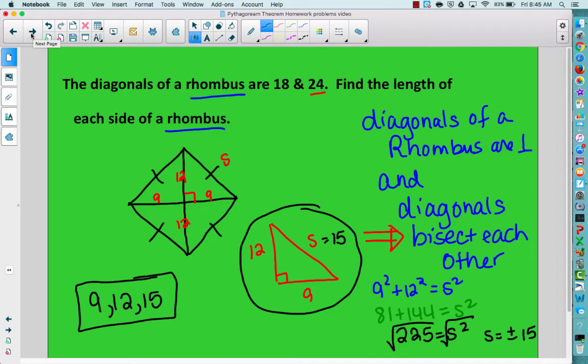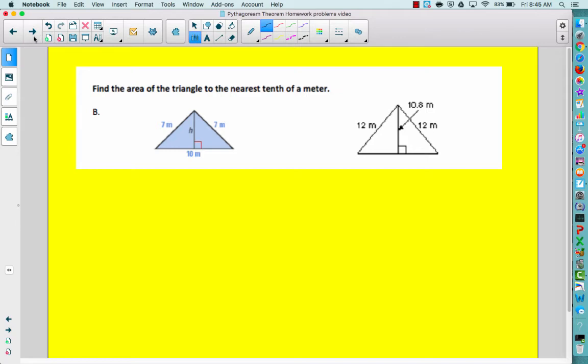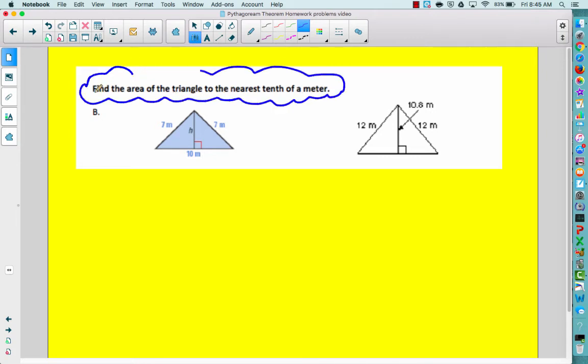Okay. If you go to the last page, page 9, you might notice I threw in some review here, but it's still not all review because we need the Pythagorean theorem. All right, so it says find the area of the triangle to the nearest tenth of a meter. Right there, that tells me I can use my calculator.